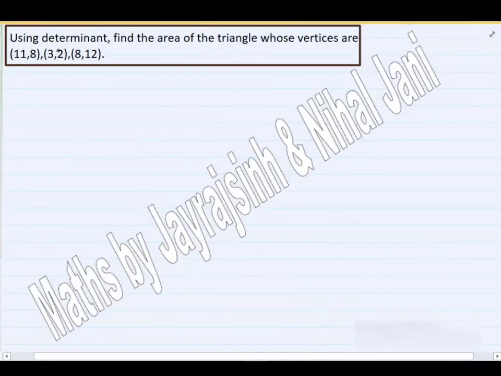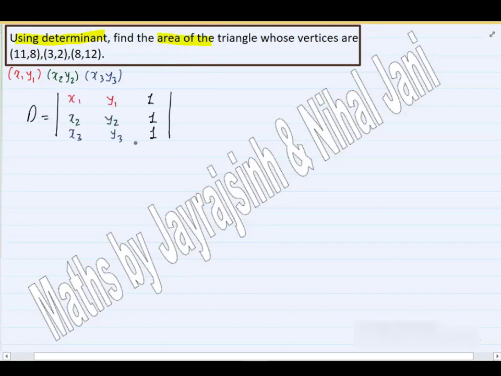In this question, we have to find the area of triangle using determinant. We have the vertices 11 8, 3 2 and 8 12. Let's call them x1 y1, x2 y2 and x3 y3. For finding the area of triangle, we have to find D, which is x1 y1 1, x2 y2 1 and x3 y3 1 determinant. Let's put the values of coordinates.